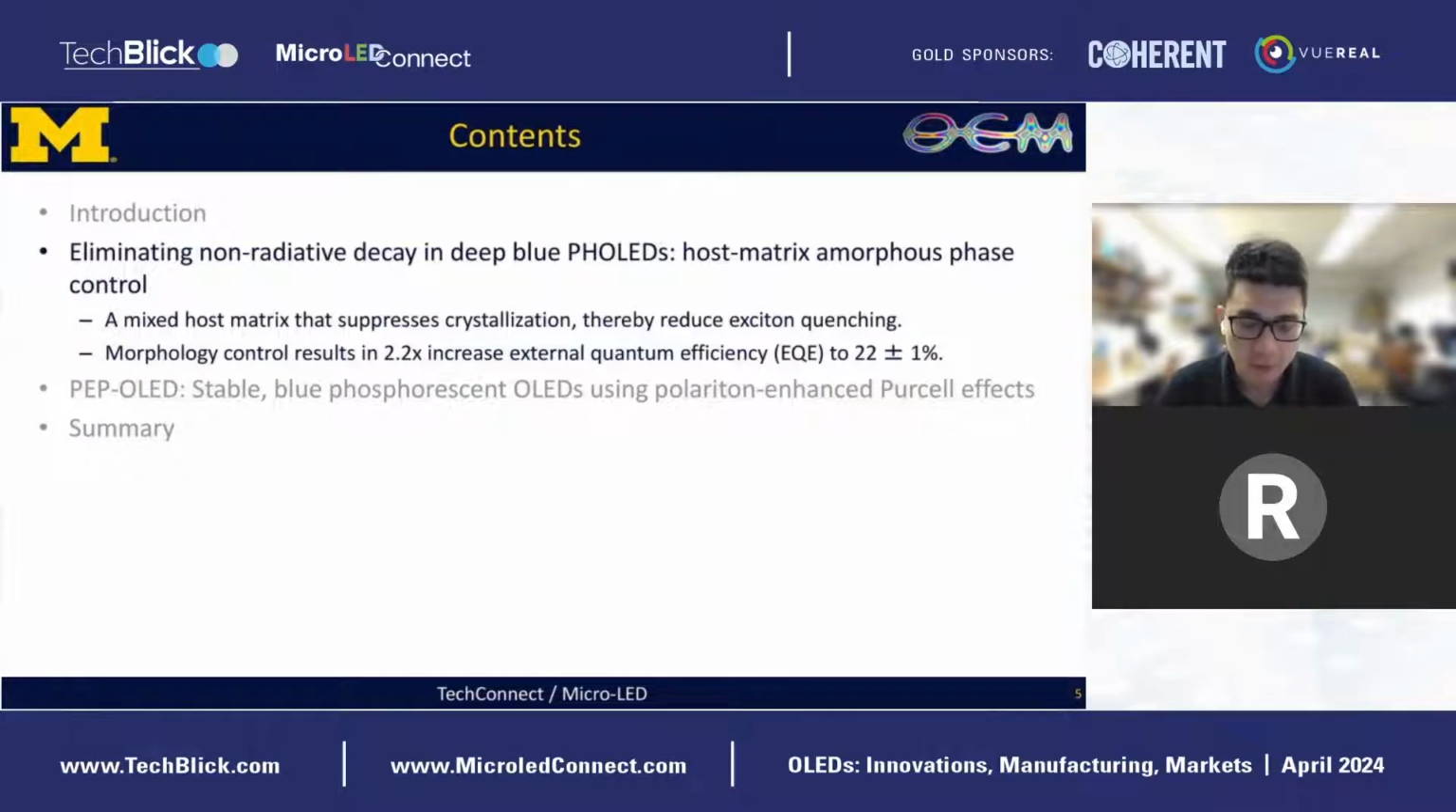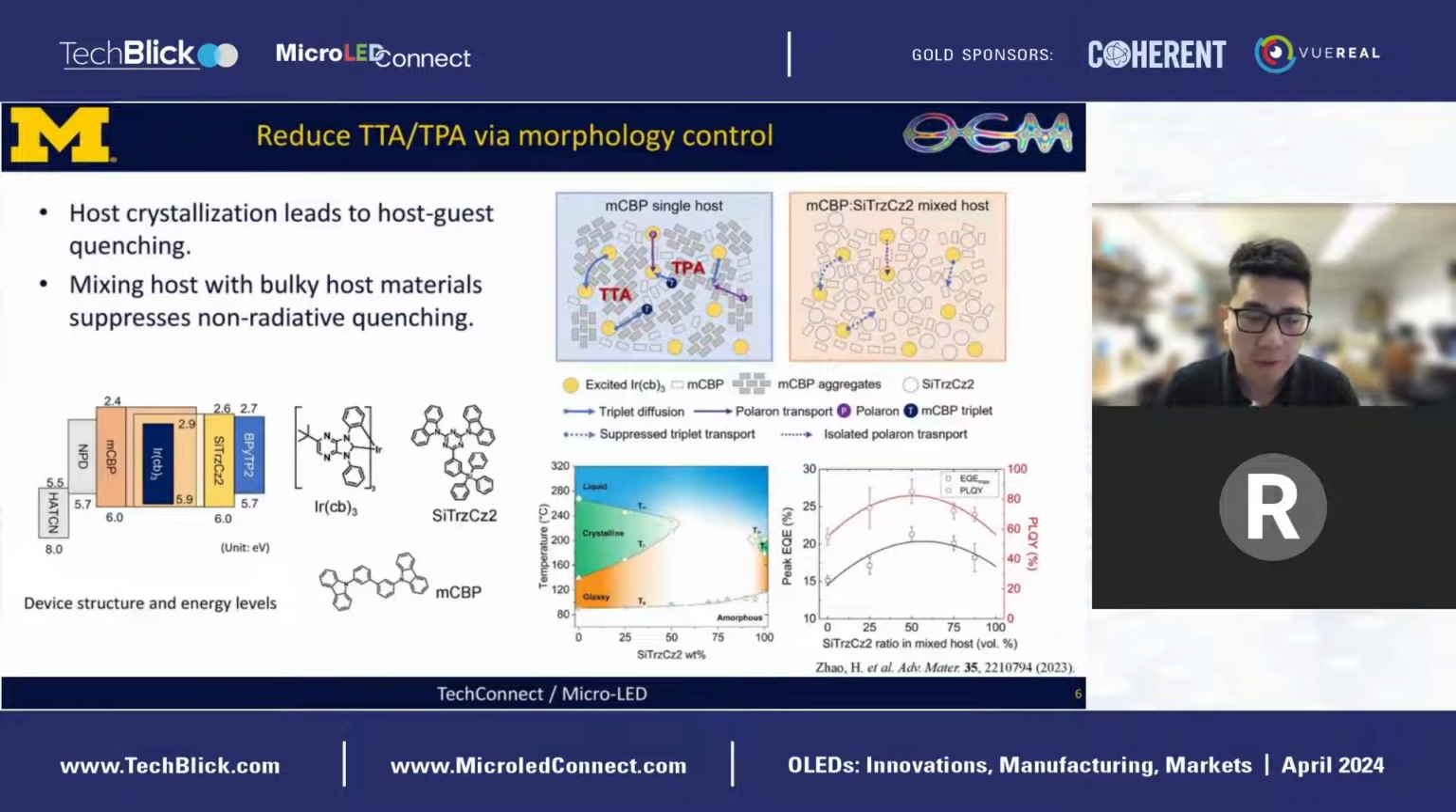So the first strategy is to control the non-radiative decay using host matrix amorphous phase control. We have found that the typical stable, also commonly used host called MCBP aggregates and creates so-called grain boundaries and small crystals, and this can provide a path for the triplet and polaron to diffuse.